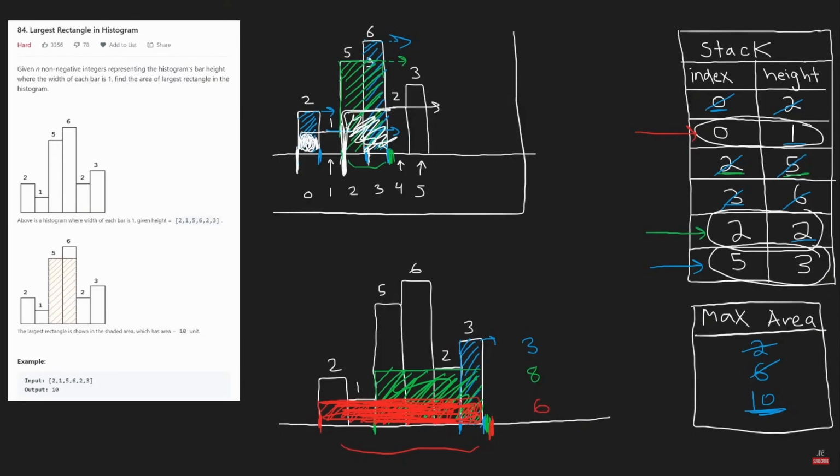With this algorithm, we only had to iterate through the histogram once. We had to push elements onto our stack, but we only had to push each element once and pop it once. So that means the overall time complexity is big O of n.